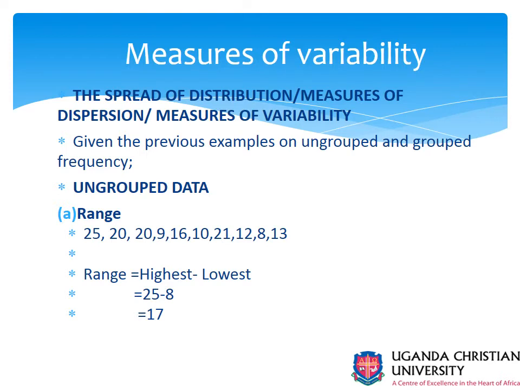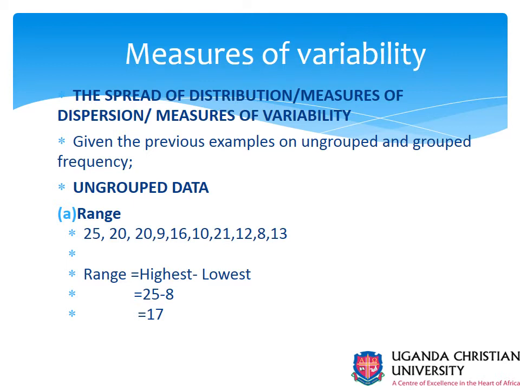The range is the simplest of all the measures of variability. However, it may not be the best measure of variability to use, however simple it may look. Given the previous examples that we had on ungrouped data and grouped frequency, I am going to use the same examples in measures of variability, the same ones we used on measures of central tendency, in calculating the measures of variability. So let's begin with the range of ungrouped data.